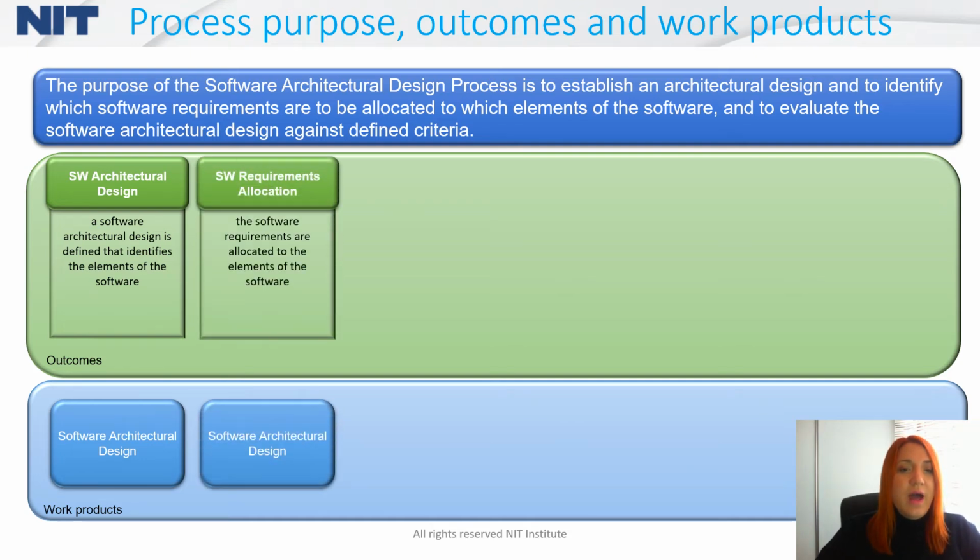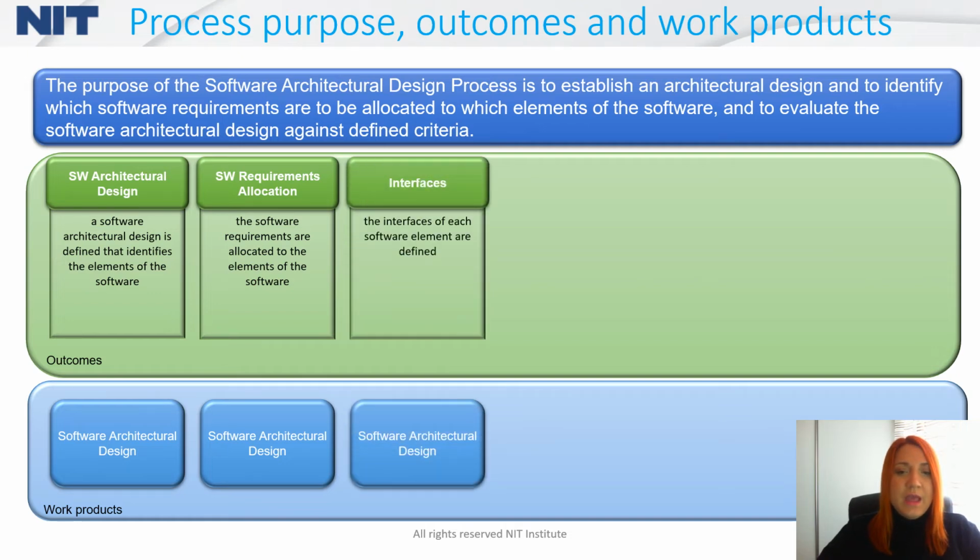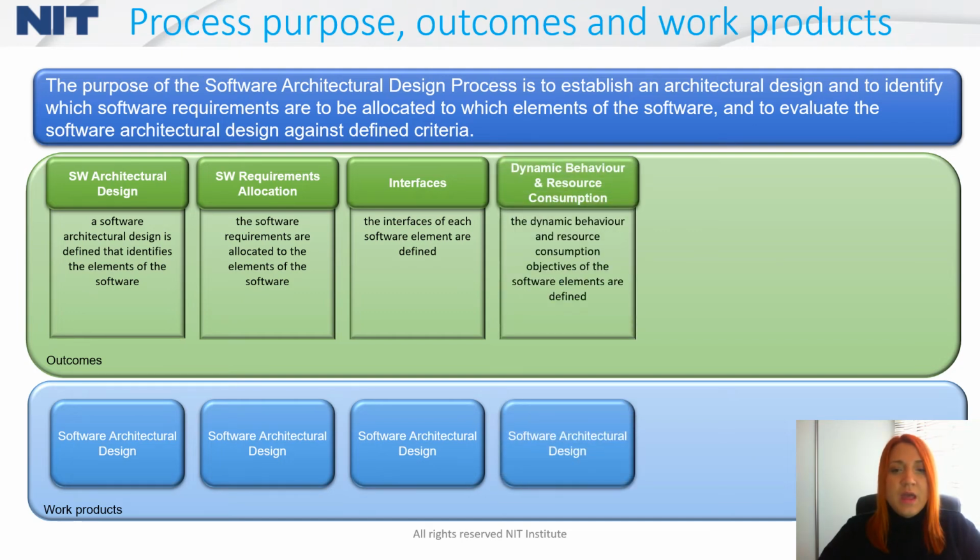Then you need to allocate software requirements to the elements of the software. This is also part of the software architectural design. You need to specify the interfaces and define them in a way that you have the written format of them in the software architectural design document. Then you need to check the dynamic behavior and resource consumption, and this is also part of the software architectural design document.